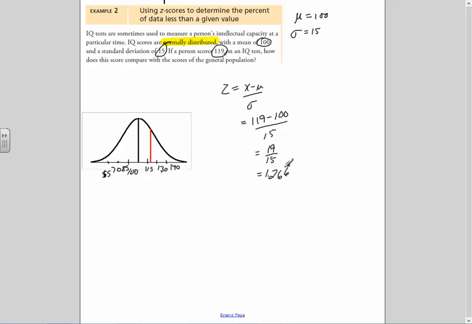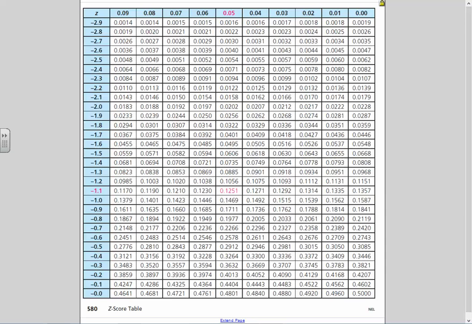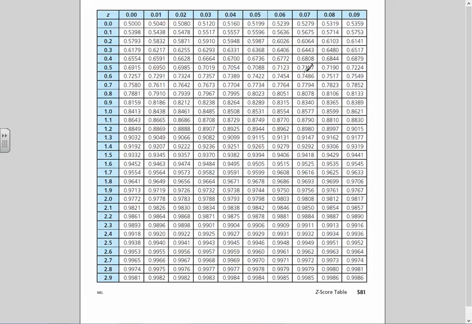1.266, repeating. In the last example, we said that we would keep our z-scores to 2 decimal places. So we look here at the third, and it's a 6, so we need to round up. So our z-score is 1.27. And to get our percentage, we have to use our z-score table.